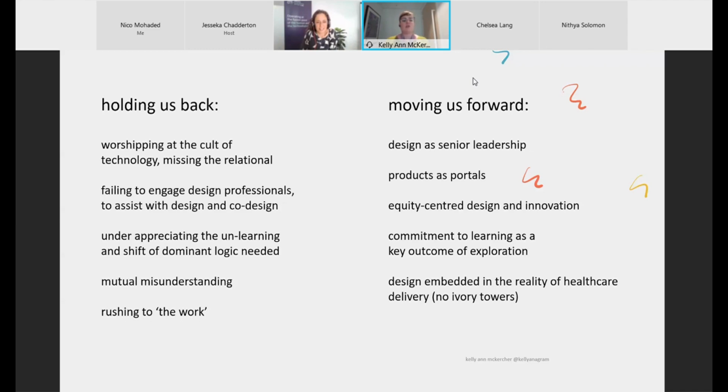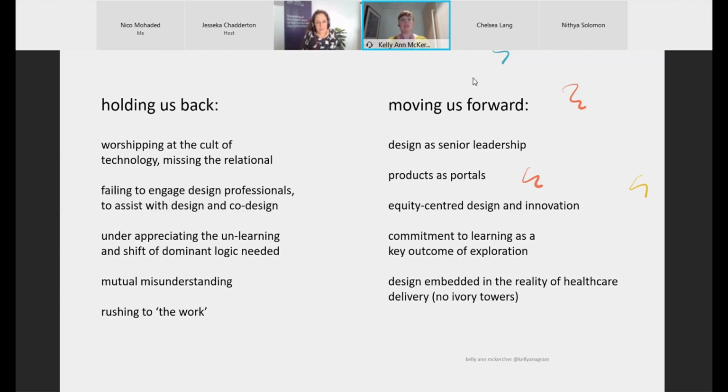And we are very much rushing to the work, to the workshop, to the deliverable, and we are not investing in and moving, as Adrienne Maree Brown says, at the speed of trust. So in saying what is holding us back, what is moving us forward?